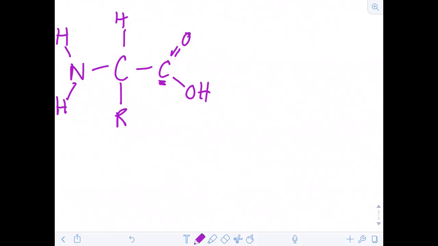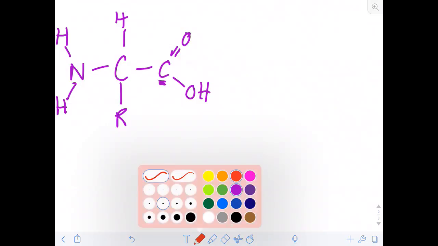Partially positive. Why? Why partially negative? Why partially positive? Think about what it's bonded to. Is oxygen electronegative? Yes, it is very electronegative. So when something's bound to an electronegative atom, what happens to the sharing? Is it equal sharing? It's unequal sharing, right? Oxygen is going to hog those electrons, and you're going to end up with a partially positive carbon here.